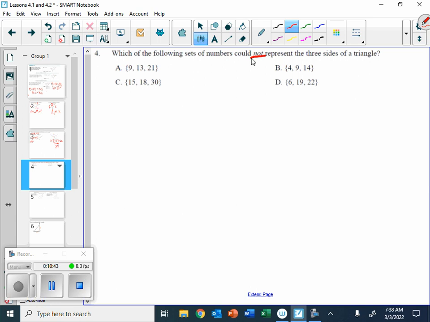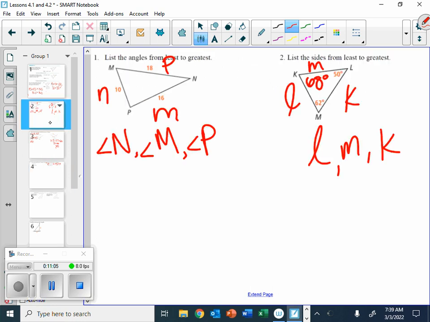Okay, which one fails? B, good. 4 plus 9 is 13, which is not greater than 14. Good. Okay, that's less than 4.1. Are there any questions? As long as you can remember, two shorter sides added together has to be greater than the larger side. And as long as you can do this, you're good. Okay?